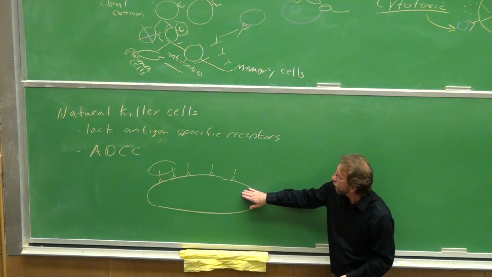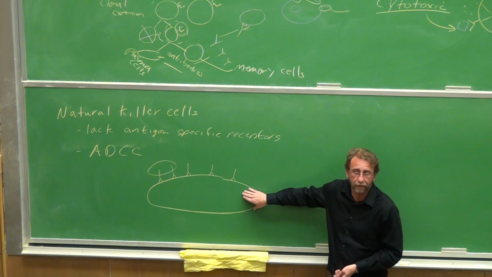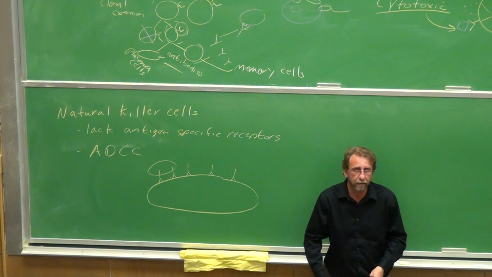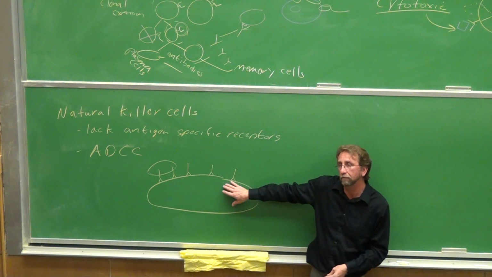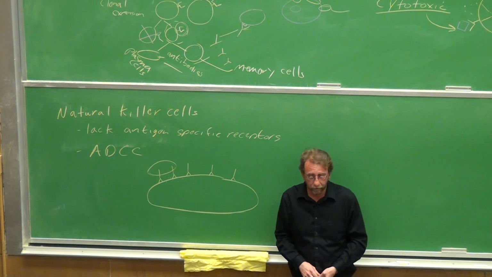This can also work to kill self cells that have become infected. So if there is a cell that has become infected with a virus or a bacterium, and antibodies are binding to that cell, the natural killer cell can bind to it, release cytokines, and destroy those cells.